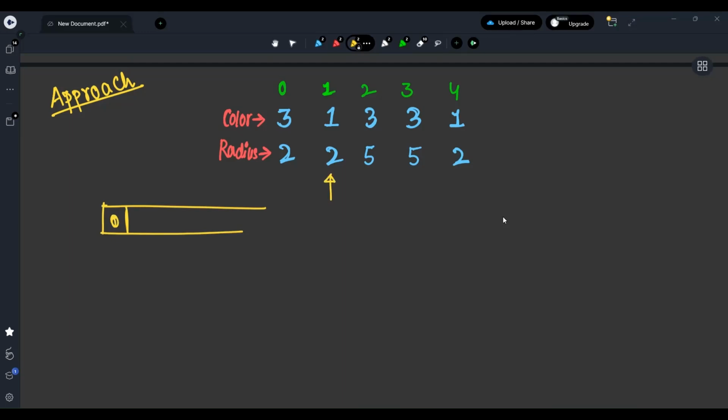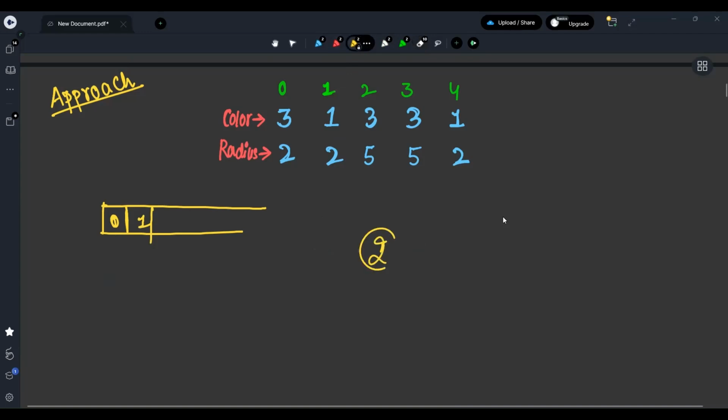Now come to the 1st index. We have two elements, color and radius. For the 0th index, what was the color? 3. Radius 2. Is the 0th index color matching with the 1st color? No. The radius 2 is matching, but 3 and 1 is not matching. So I will say, okay, just push it here. Maybe it is useful at the next point.